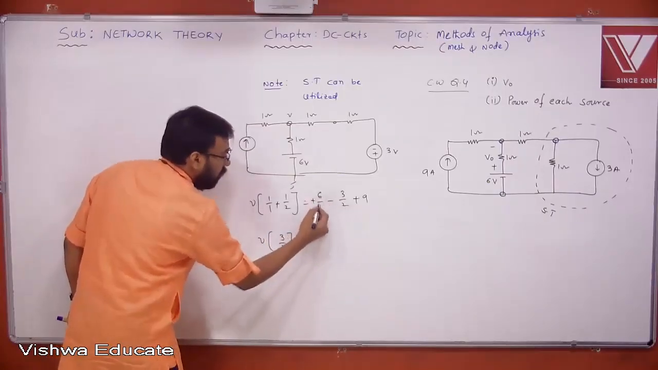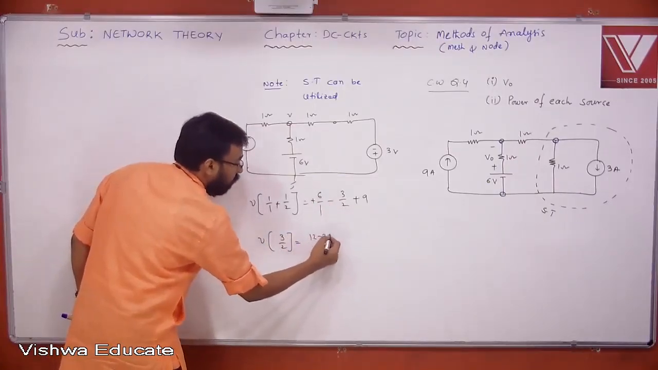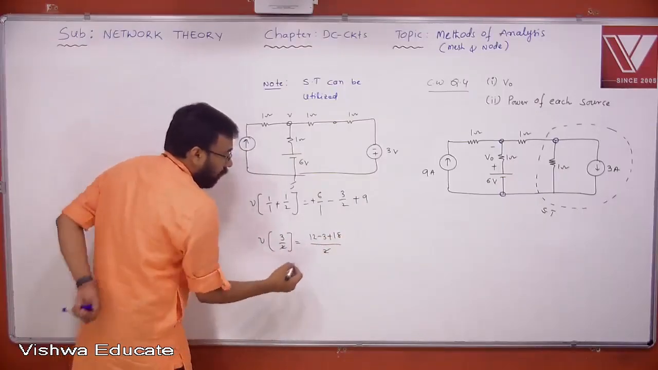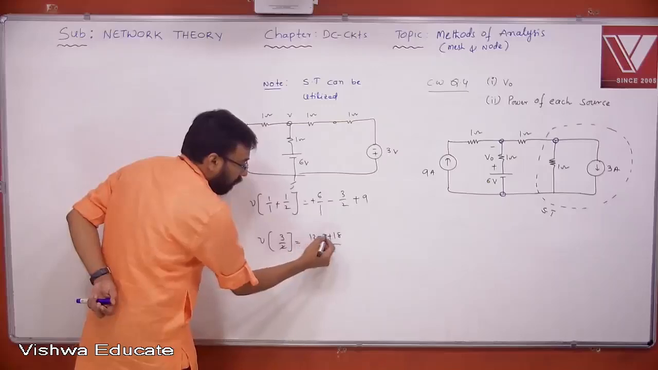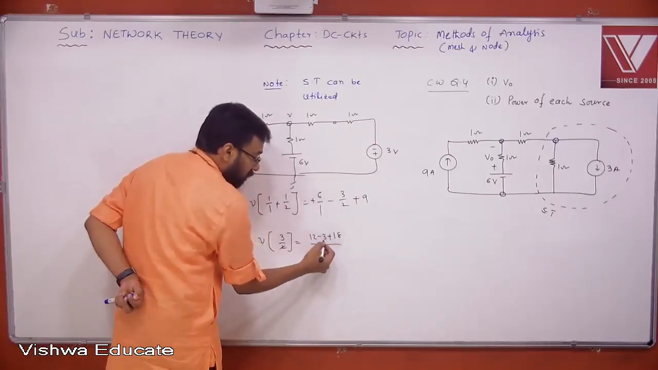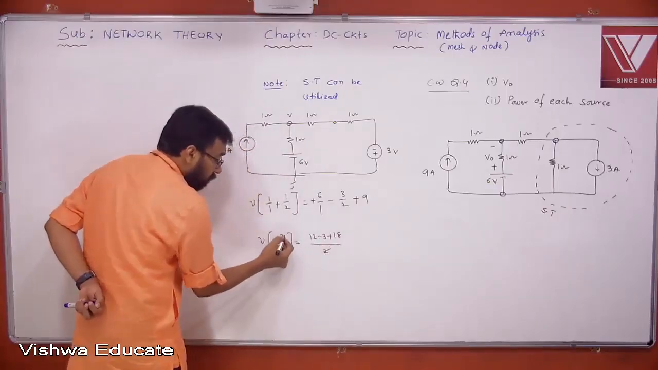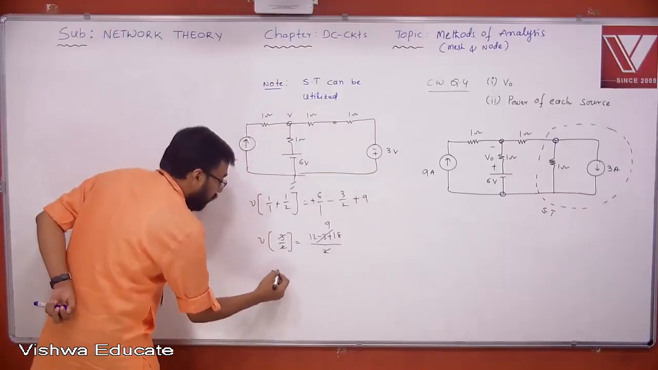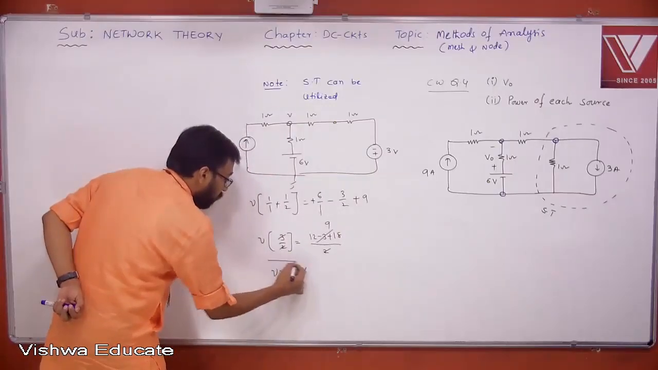Now it is 12 minus 3 plus 18 by 2. The 2 gets cancelled. Now you understand 12 and 18, it is 30. 30 minus 3, yes or no? 30 minus 3 is 27. Now 3 V, that is V is equal to 9 volt.